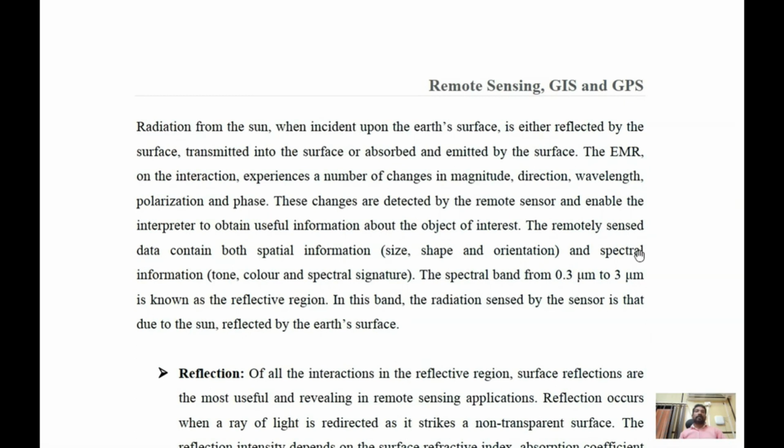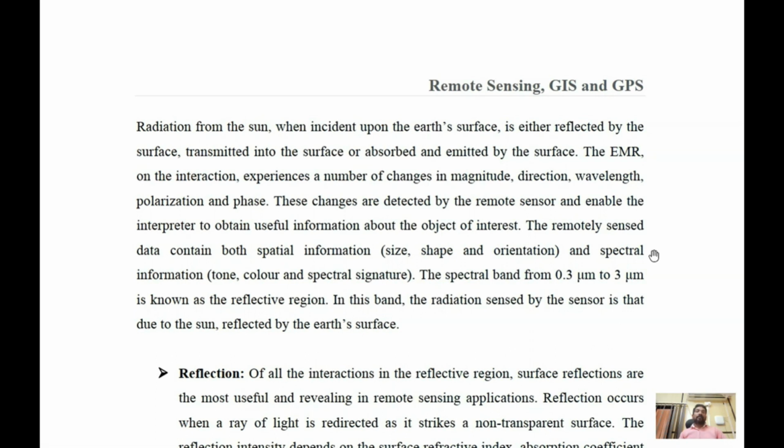Radiation from the sun, when incident upon the earth's surface, is either reflected by the surface, transmitted into the surface, or absorbed and emitted by the surface. The EMR on interaction experiences a number of changes in magnitude, direction, wavelength, polarization and phase. These changes are detected by the remote sensor and enable the interpreter to obtain useful information about the object of interest. The remotely sensed data contain both spatial information and spectral information.